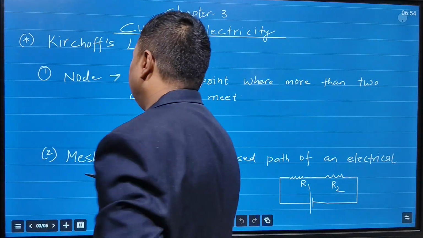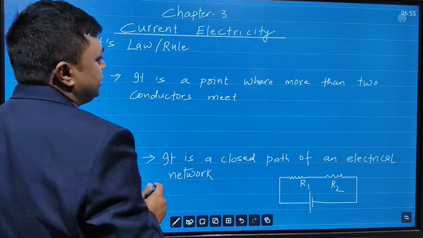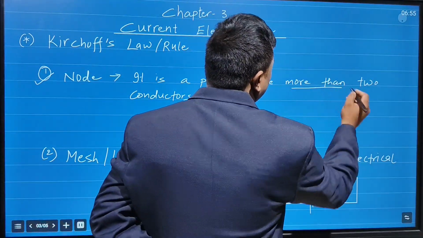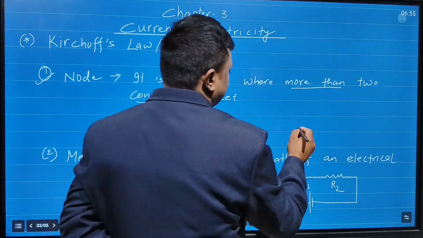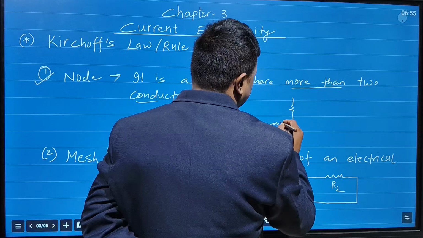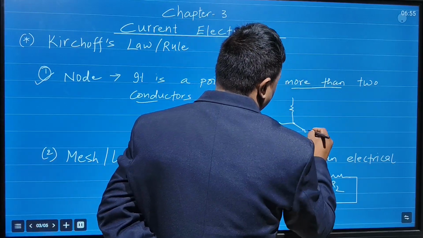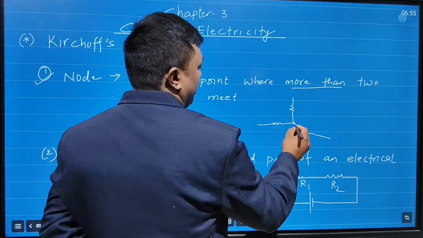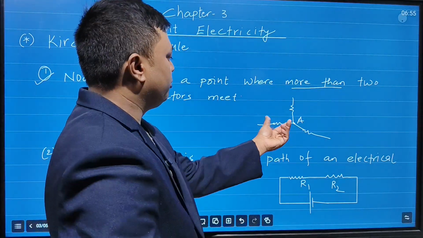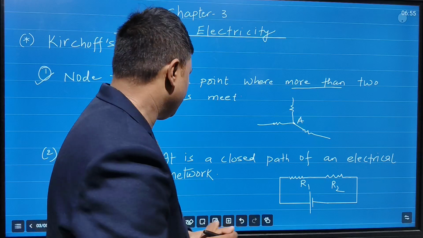What do you mean by node? A node is a point where more than two conductors meet. So let's take this point. Here one conductor is there, here another conductor is there, and here also one another conductor is there. So this point A is considered as a node. A node is a point where more than two conductors meet.